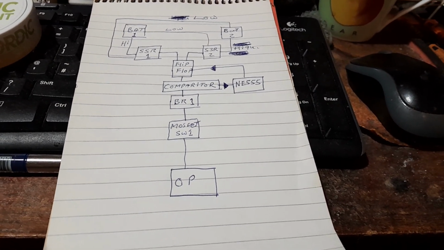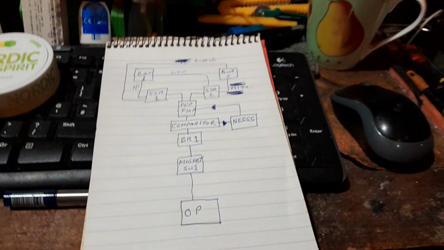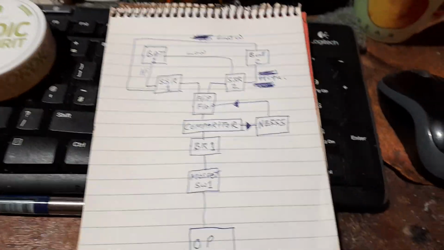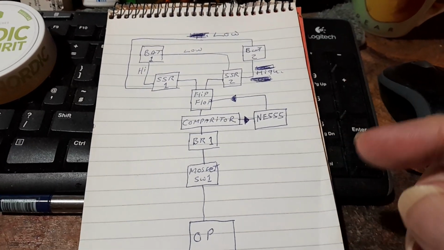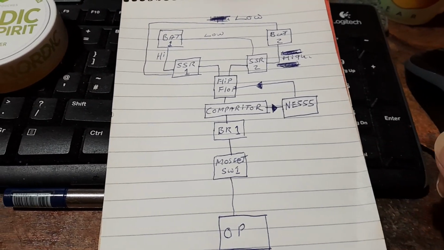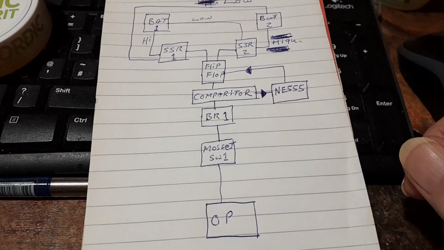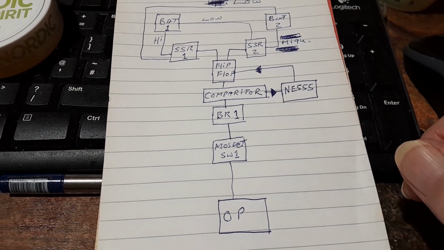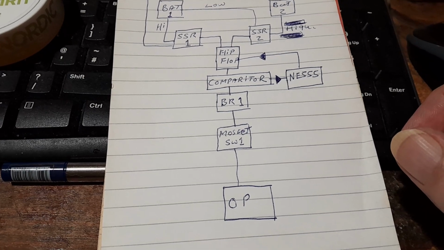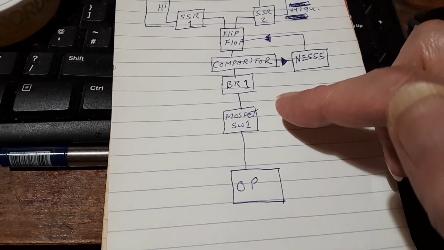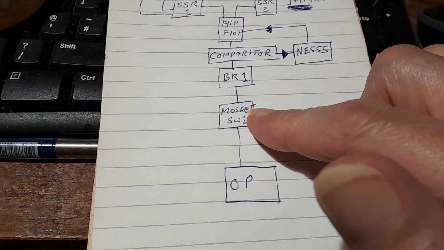Okay, so I've been thinking about the basic block diagram. I've been working it out. I drew it out because I drew a previous block diagram, and then I did a bit more thinking about it, and that's when I added the MOSFET switch to the output.